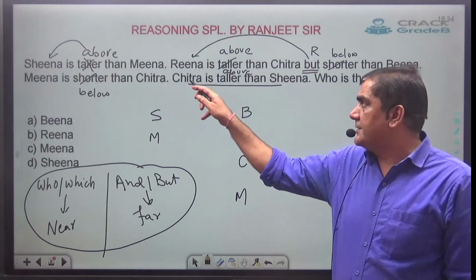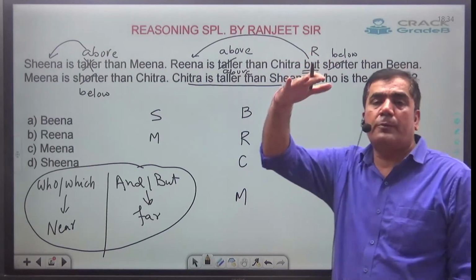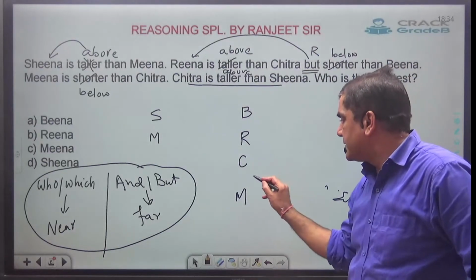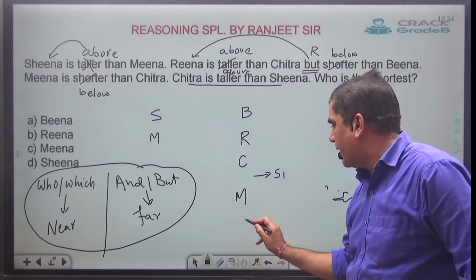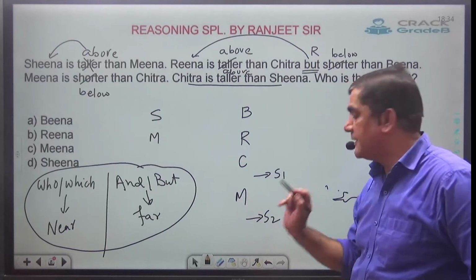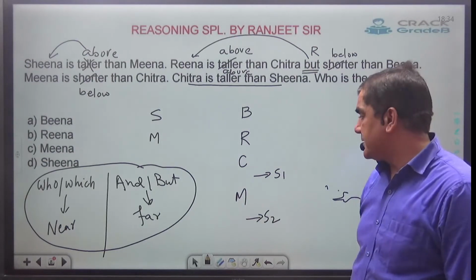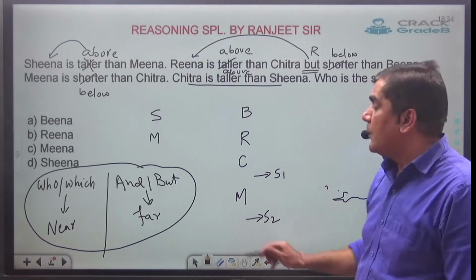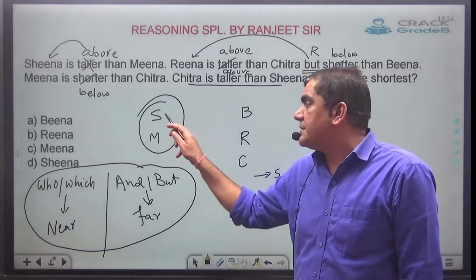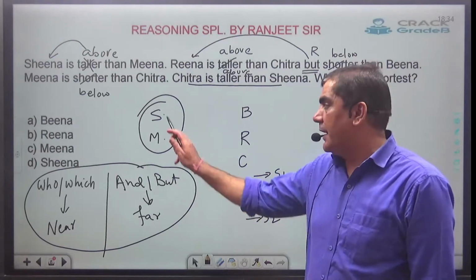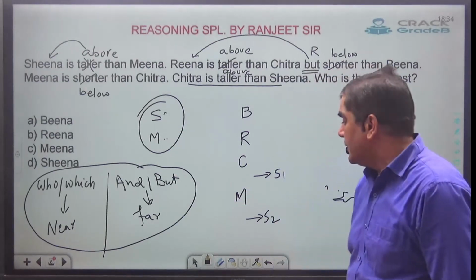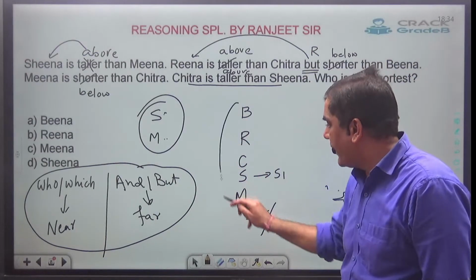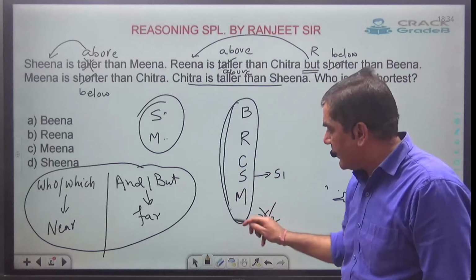See here they are saying Chitra is above Sheena, so Sheena must be below. If Chitra is over here, Sheena can be over here or it can be over here also. Two possibilities I can see. But in addition to this, one clue is given to me, and that is Sheena will be above Meena. Means what? Sheena cannot be below, so Sheena has to be over here. And this is my final arrangement.